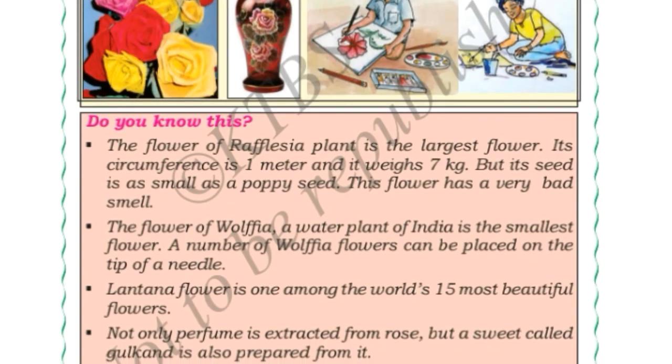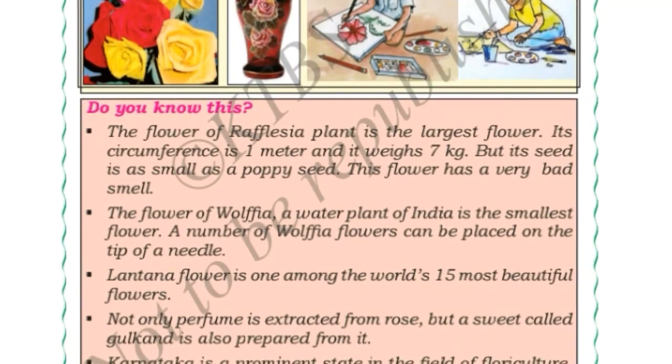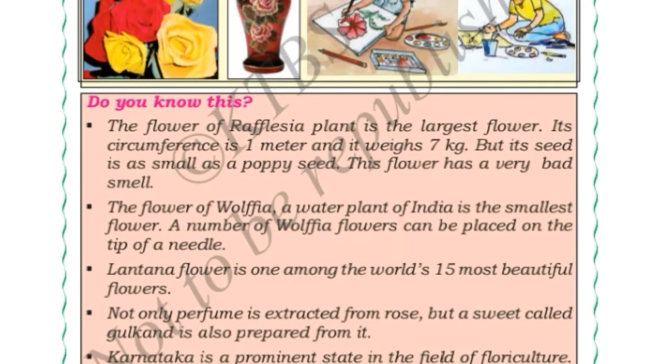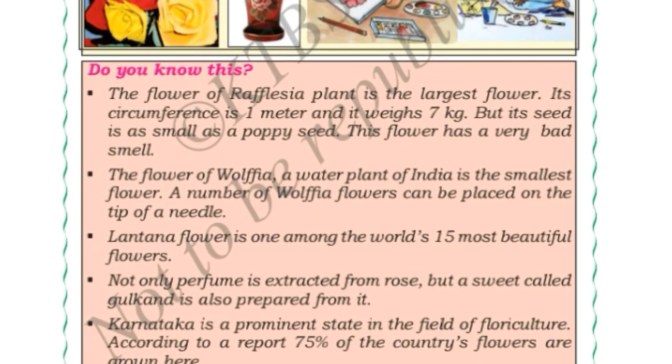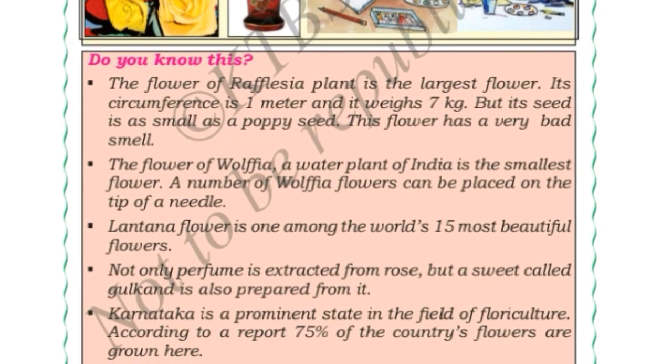Okay, the flower named Wolfia is a water plant of India, which is the smallest plant. Okay, and it has the smallest flower also. The number of Wolfia flowers can be placed on the tip of the.